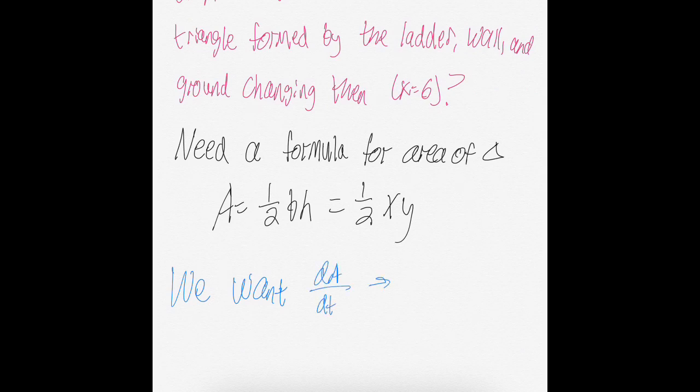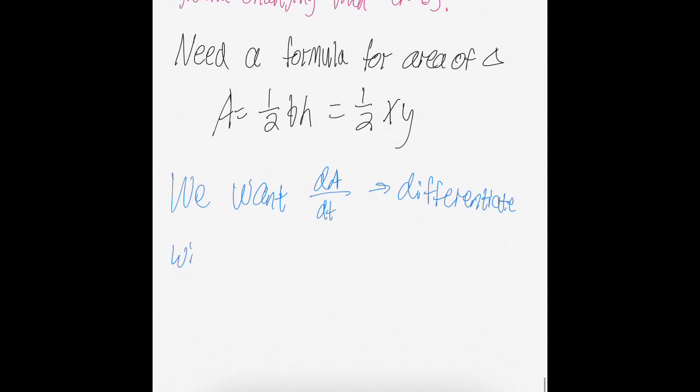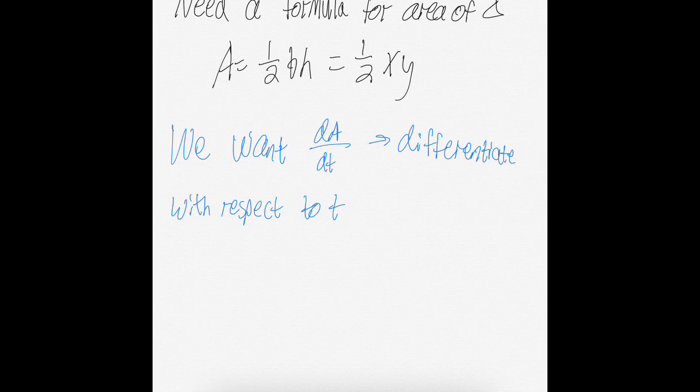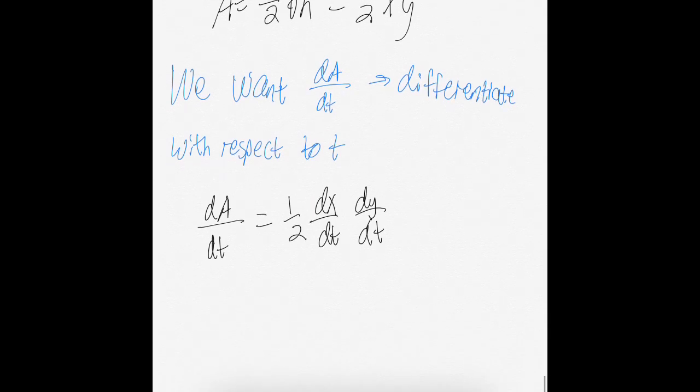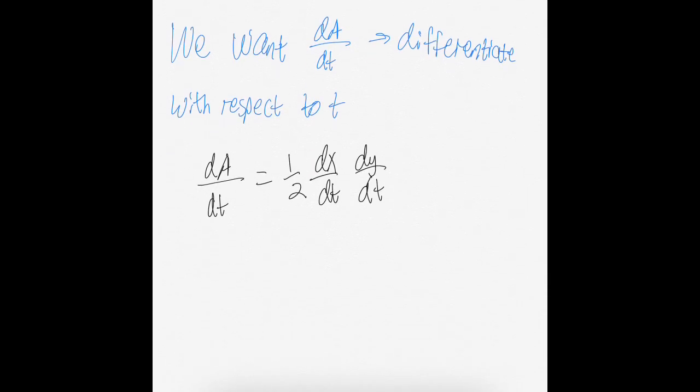So we want the change in area over change in time. So we differentiate with respect to t. And doing so gives us dA/dt on the left equals 1/2. And it looks like that's just going to be dx/dt, dy/dt.